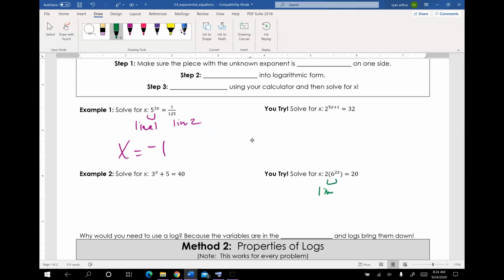Left-hand side is line 1. Right-hand side is line 2. Okay, so this one has parentheses. Sometimes you have to add parentheses, but if they put parentheses in the equation they're giving you, do not forget to use them, okay?